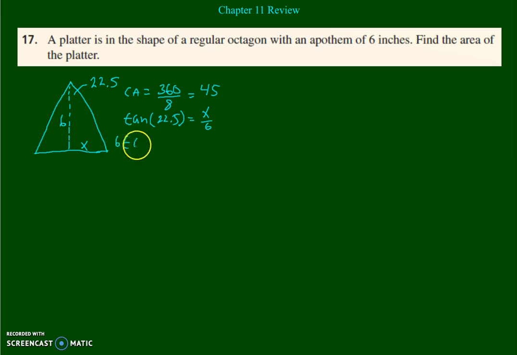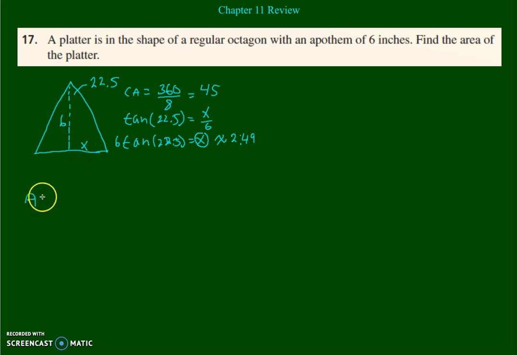6 tan 22.5 equals x, and that gives me approximately 2.49. Point should go down there, and I'm going to store that in x. All right, now that we have our x value, we should be in a position to calculate our area.